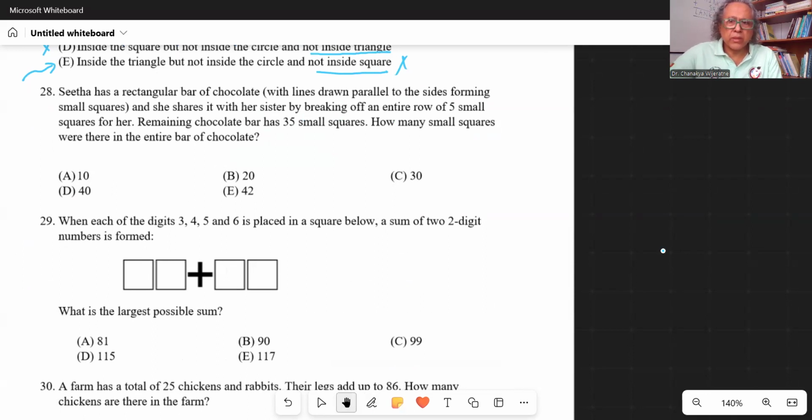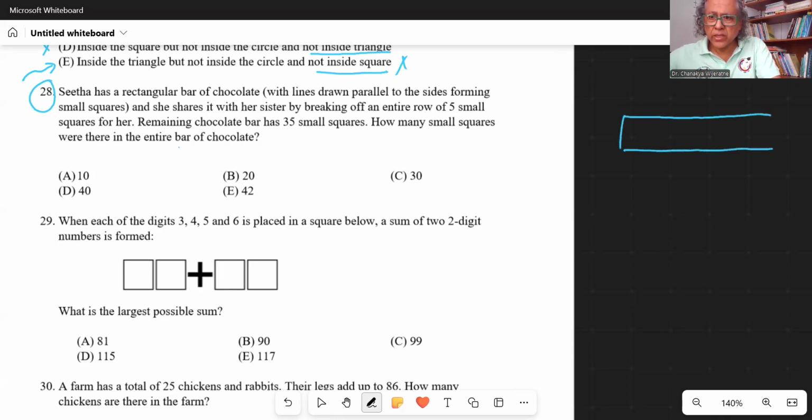Okay, let's go to number 28. I can't see my pen. Let's see where it is. All right, now I see 28. Sita has a rectangular bar of chocolate with lines drawn parallel to the sides, forming small squares. We know these chocolate bars, slabs. And she shares it with her sister by breaking off an entire row of five small squares.